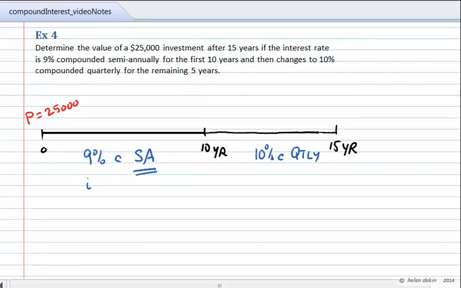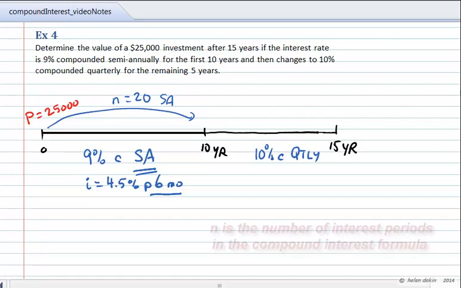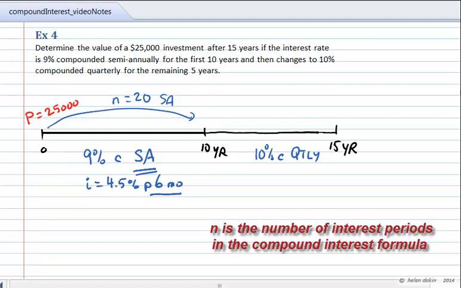In the first case, for the first 10 years, we've got an interest rate of 9% divided by 2, or 4.5% per semi-annual period, or per 6-month period. Let's make a note of that. That tells us that over that 10-year time period, n is equal to 10 years times 2 periods per year, 20 semi-annual periods.